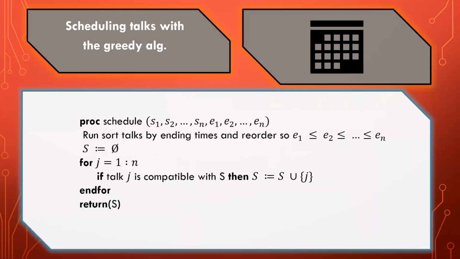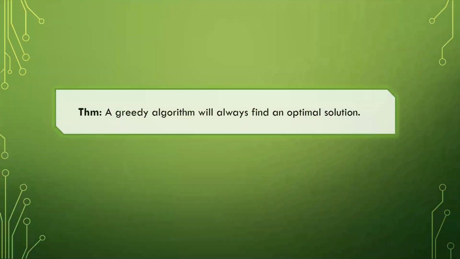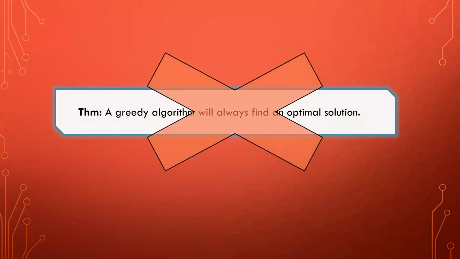Here is our code for scheduling talks using a greedy algorithm. This is the one that's going to sort the talks by ending times. So again, one thing to call out here, the theorem that a greedy algorithm will always find an optimal solution is wrong. But lots of things use greedy algorithms anyways, because given that we don't have an infinite amount of computational power or time to work on a problem, a greedy algorithm may be the best that we have.